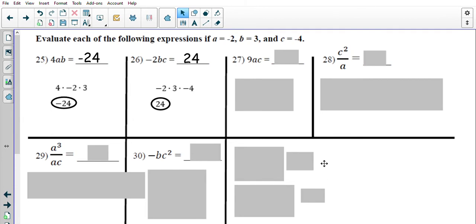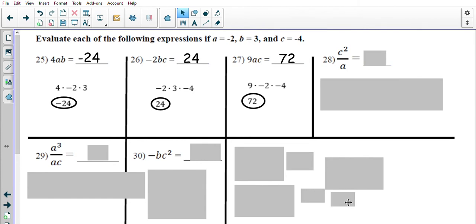Number 27, 9ac. Replace a with -2, replace c with -4. So we have 9 times -2 times -4. Two negative numbers is even, which means my answer will be positive. I would do 2 times 4 to get 8, and then 8 times 9 is going to get us 72. You can also do 9 times 2 to get 18 and take 18 times 4, but that's one that I don't necessarily know off the top of my head.